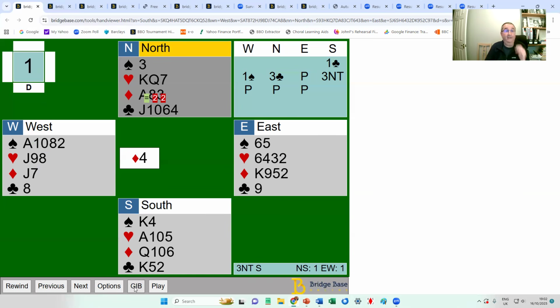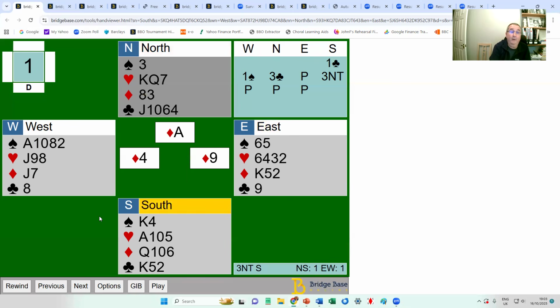The GIB button is telling us that if they play low, the contract can be defeated by 2 tricks, because what will happen is that East will win the king of diamonds, and they can switch back to a spade, which will trap the king of spades. But declarer can just make their contract if they go up with the ace of diamonds.